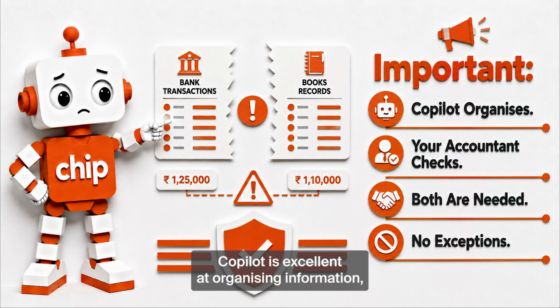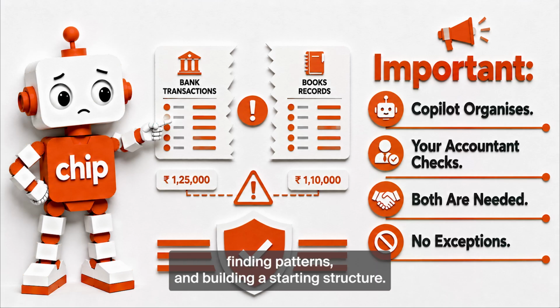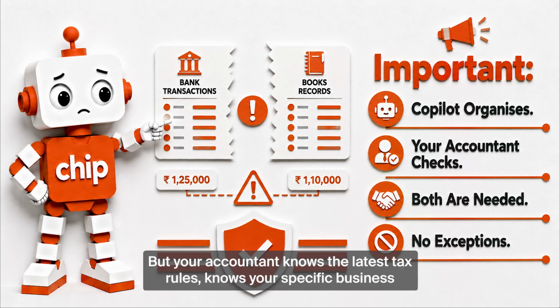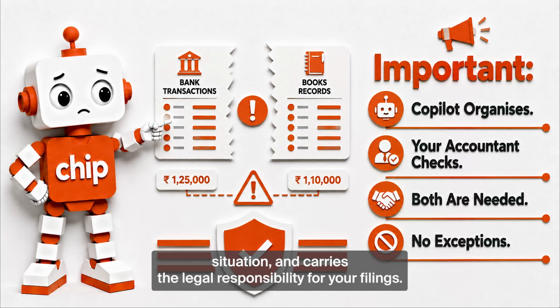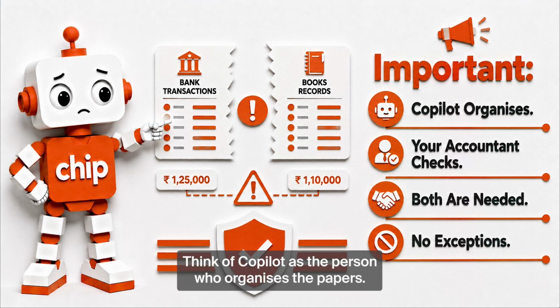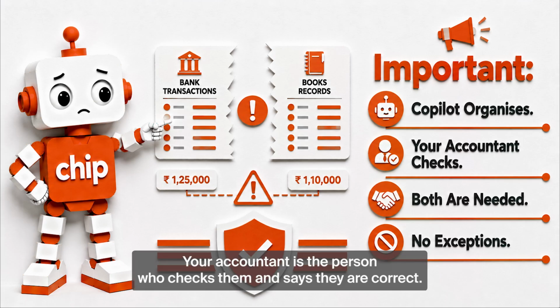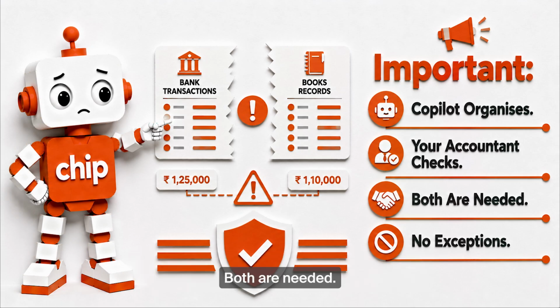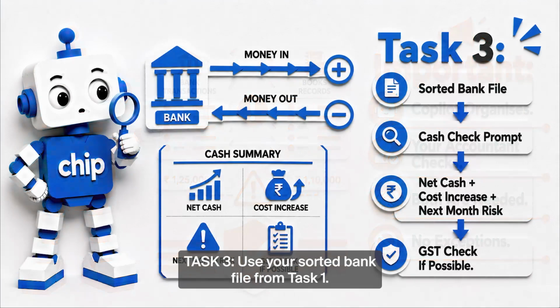Copilot is excellent at organizing information, finding patterns, and building a starting structure. But your accountant knows the latest tax rules, knows your specific business situation, and carries the legal responsibility for your filings. Think of Copilot as the person who organizes the papers. Your accountant is the person who checks them and says they are correct. Both are needed.